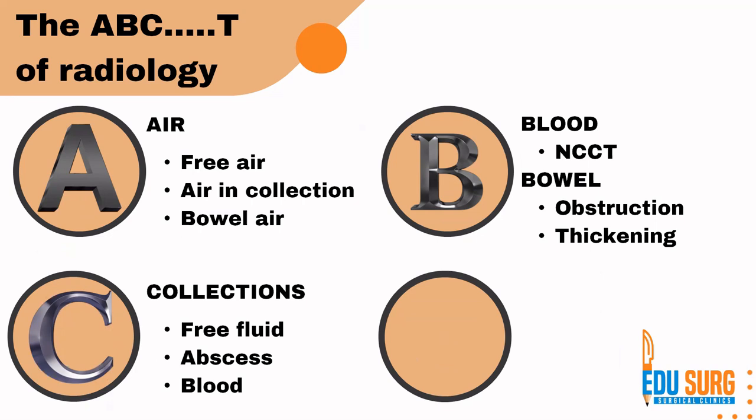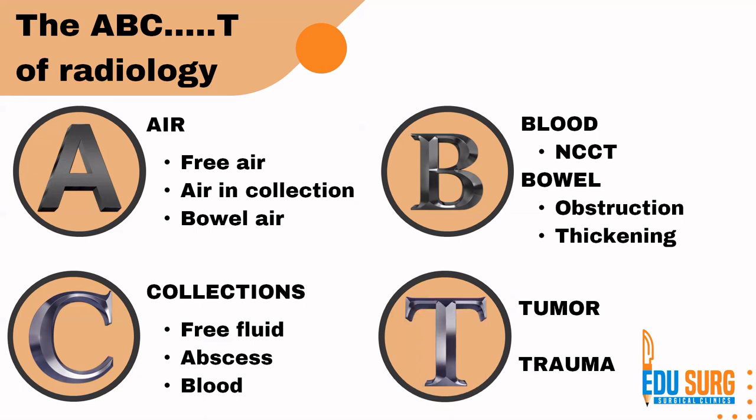So collections can be free fluid, can be abscess, can be blood. Free fluid can be pancreatic juice, can be biliary juice, can be urine, a lot of things, right? So free fluid, abscess, and blood each have a different Hounsfield unit. That is how you can identify them. And T is for tumor and trauma.